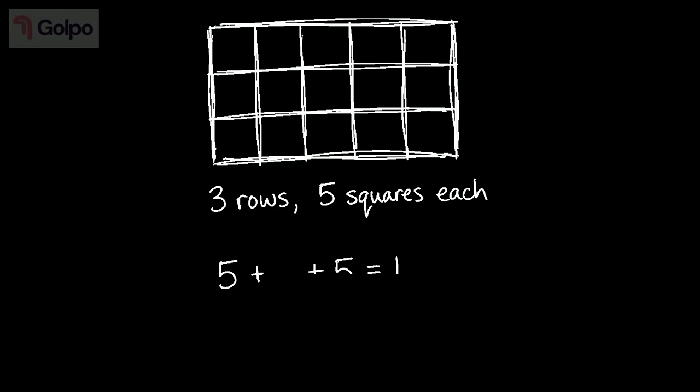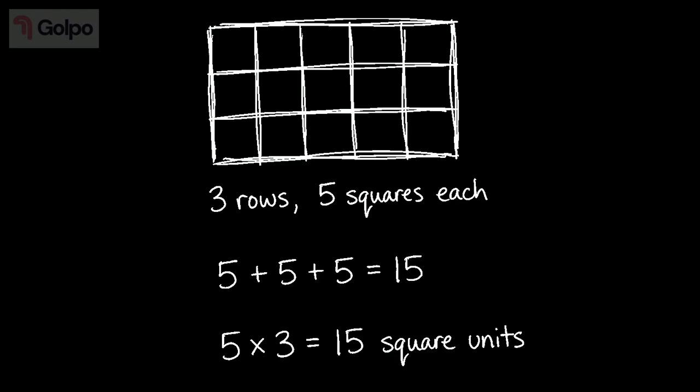Now let's find the area. Imagine the rectangle filled with the little square tiles. There are 3 rows with 5 squares in each row. That's 5 plus 5 plus 5, or 15. Multiplication is faster, so we do 5 times 3 equals 15 square units.